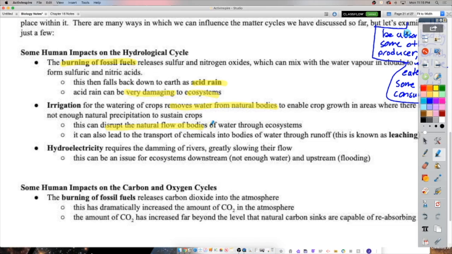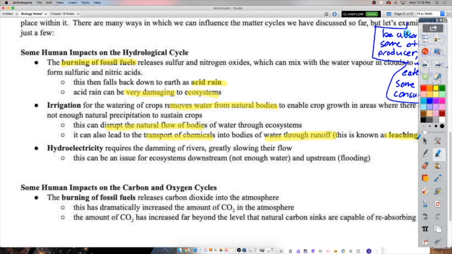Another big impact of irrigation is that it can lead to the transport of chemicals into bodies of water through runoff. Hey, there's that word from the water cycle, okay? We call that leaching, when water essentially carries chemicals to bigger bodies of water. This is especially an issue when we talk about agriculture and irrigation, right? Because we use a lot of fertilizers in agriculture, right? In farming. And so all those fertilizers can get to bodies of water.